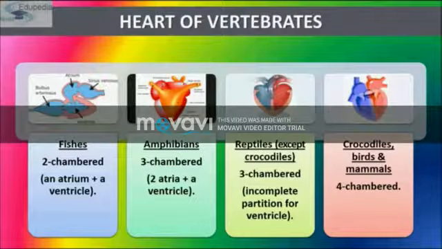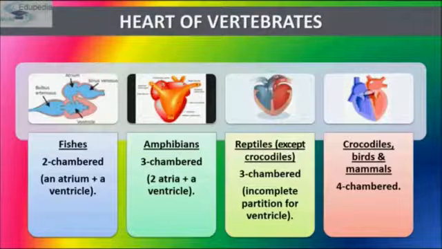Now comes crocodiles, birds and mammals. That means the crocodile is an exception in the reptilian category. So crocodiles are included in the bird and mammal category, which has four chambers, two auricles and two ventricles.